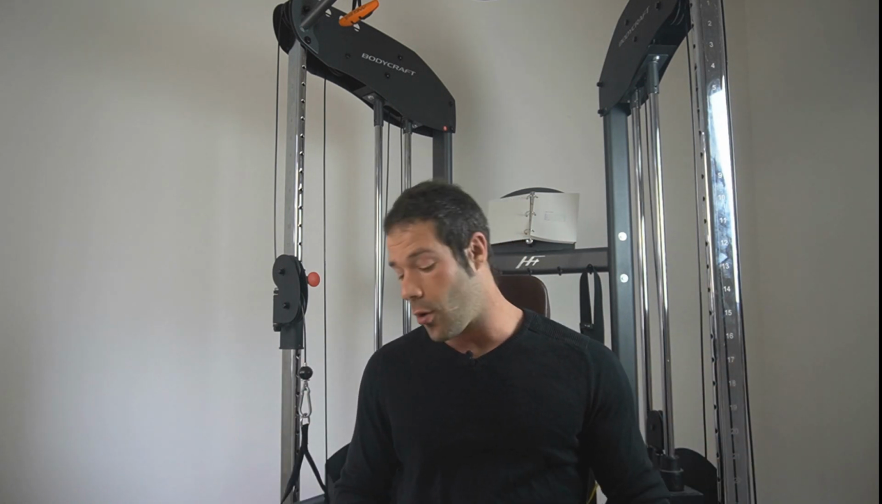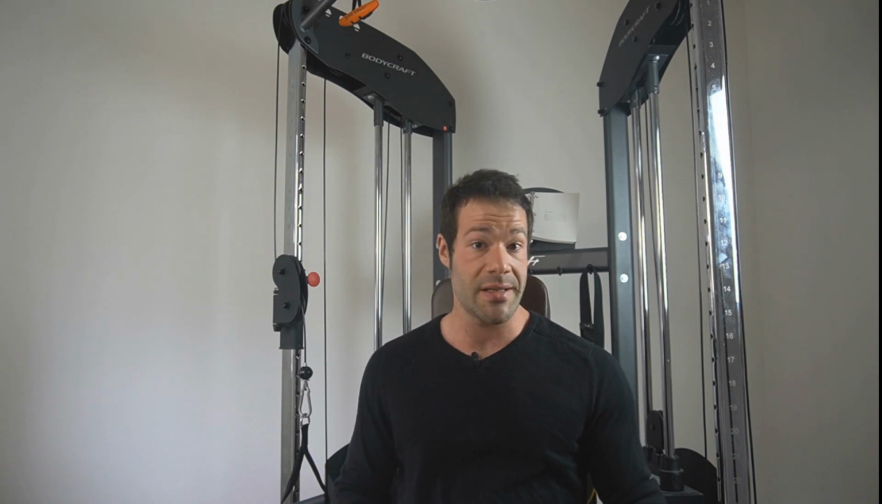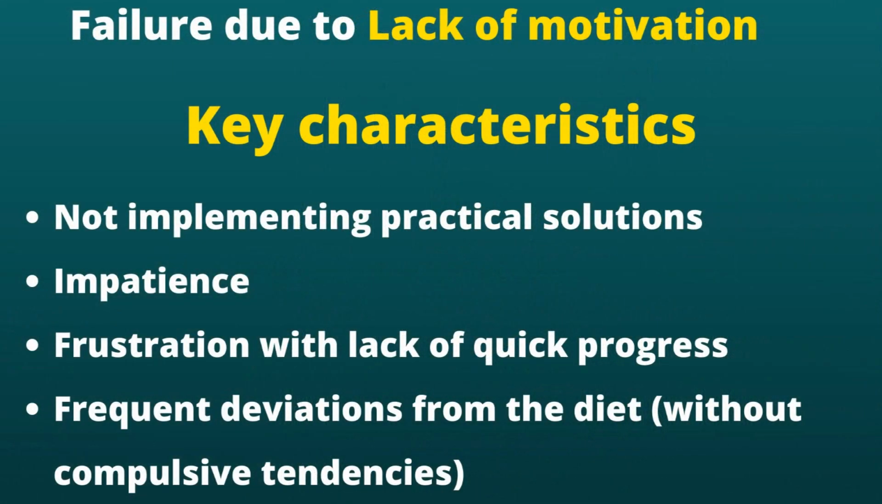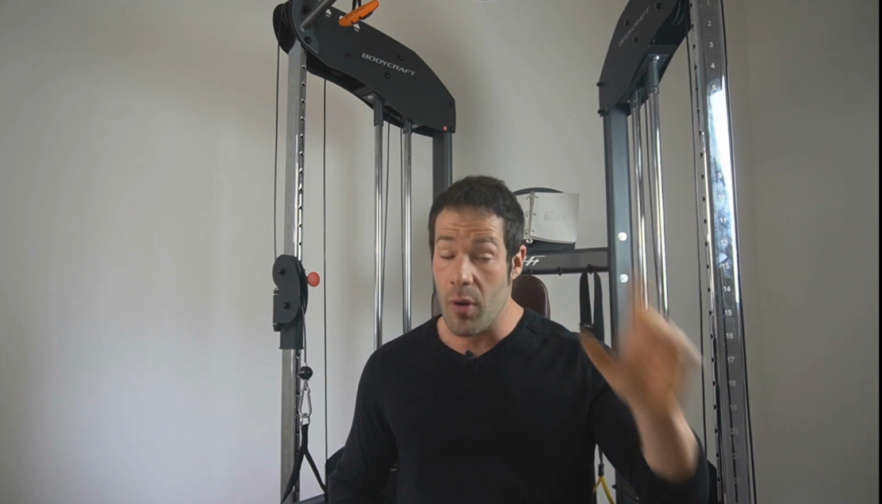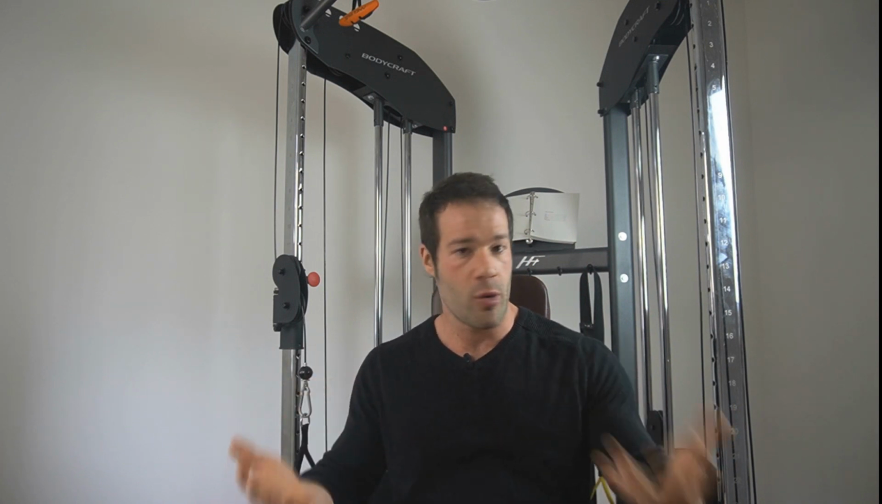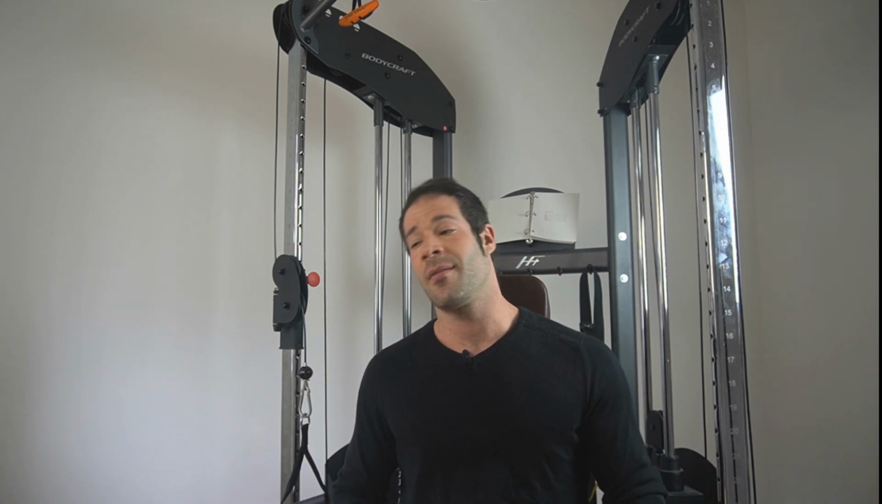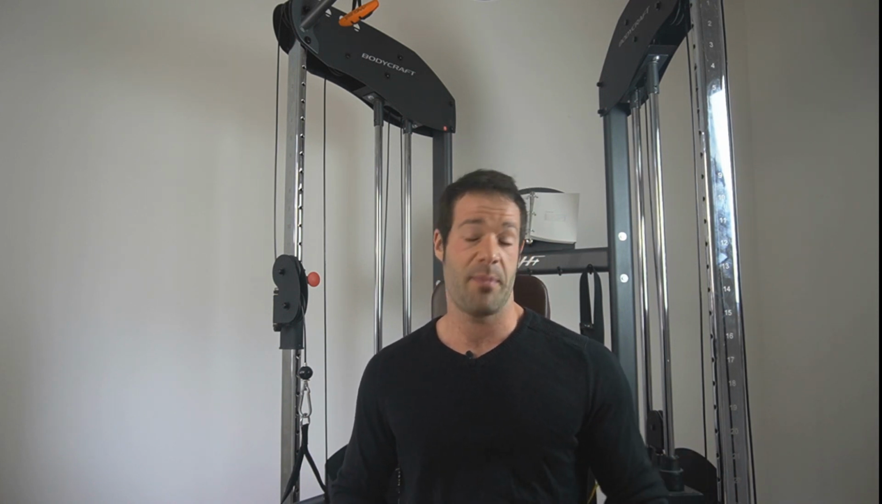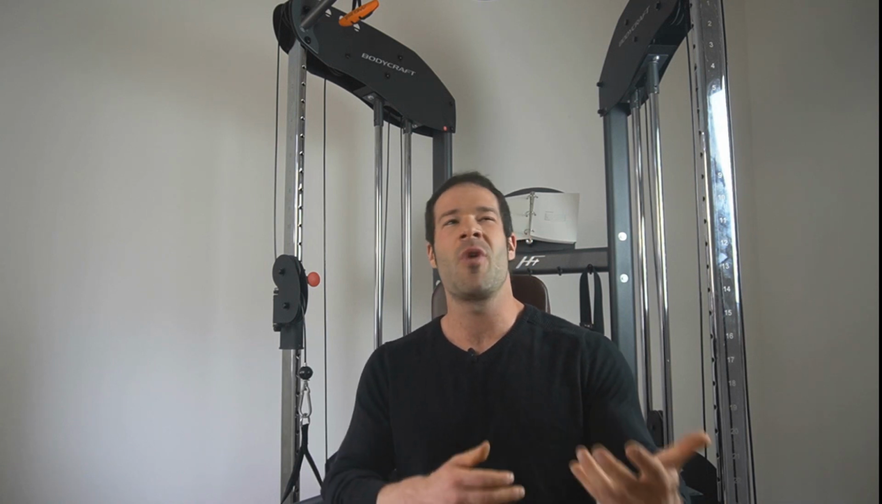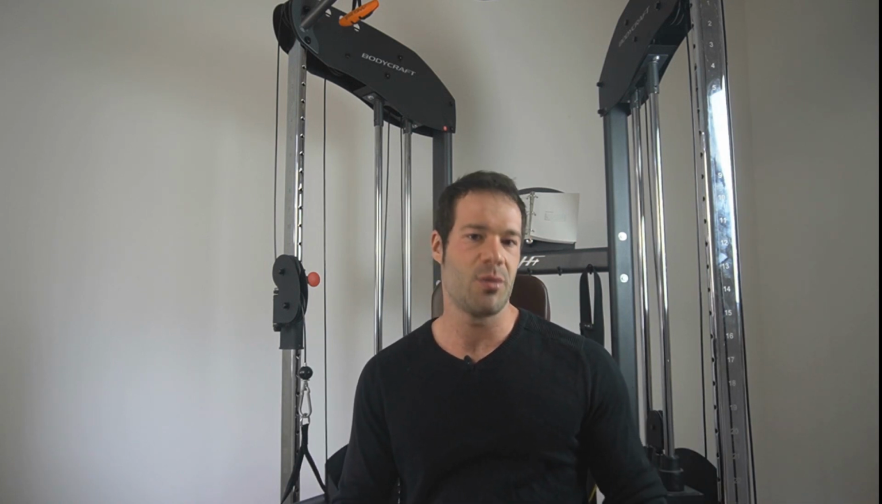Main characteristics here are impatience, getting frustrated easily when the results don't come quickly, deviating from the diet frequently, and even when offered practical solutions, even then, just the same problems keep repeating themselves again and again. Overeating frequently, and it's important to point out, not compulsive overeating, just overeating. It's not, okay, I lost control, I broke down, I ate the whole pizza. It's more like, whatever. I was busy, I didn't have time to put together the meal that I planned on having, so I just ordered pizza.